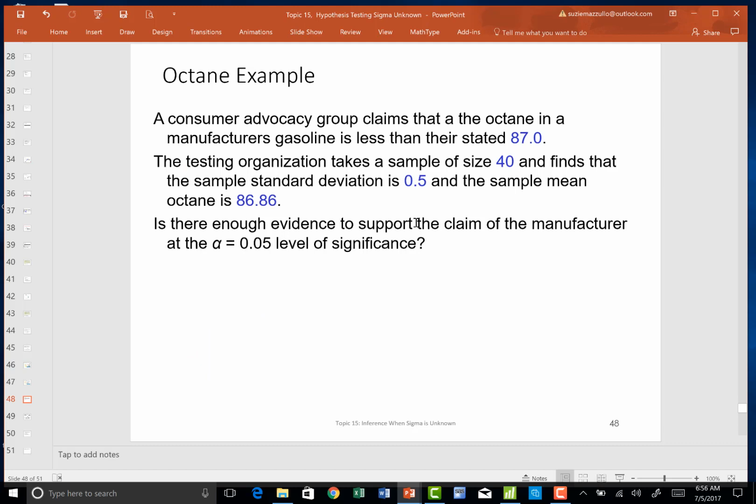Now, a consumer advocacy group claims that the octane in a manufacturer's gasoline is less than 87. It's stated 87. The testing organization takes a sample of 40 and finds that the standard deviation is 0.5 and the sample mean is 86.86. Is there enough evidence to support the claim that the manufacturer has overstated their octane level?